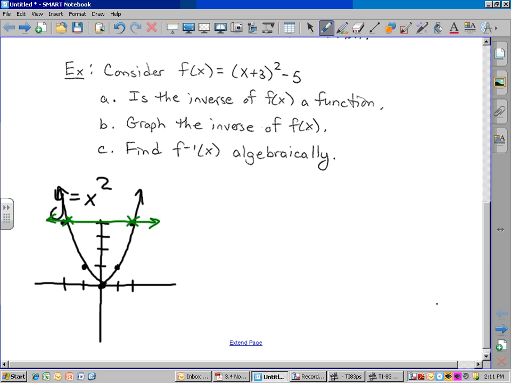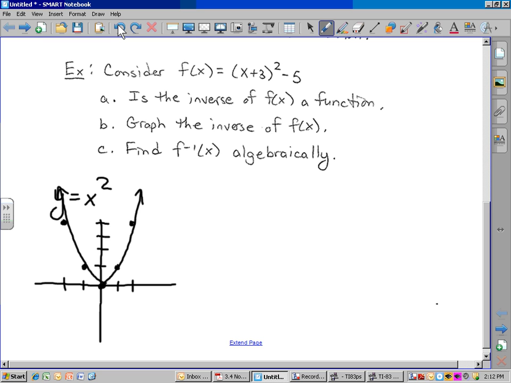Now we're also going to use this graph y equals x squared as part of our example. So let's go ahead and take a look at this example. Consider the function f of x equals (x plus 3) quantity squared minus 5. Is the inverse of this function a function? Well, we know the inverse of a plain quadratic is not going to be a function because it doesn't pass the horizontal line test. Let's graph y equals the quantity (x plus 3) squared minus 5.